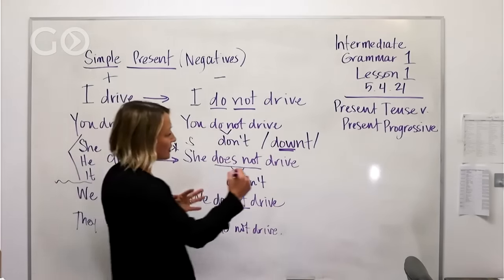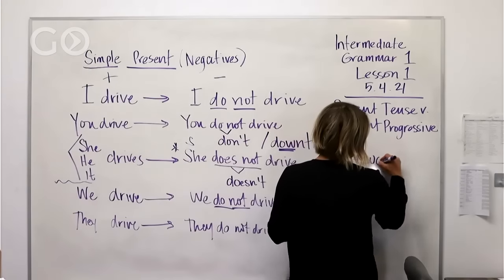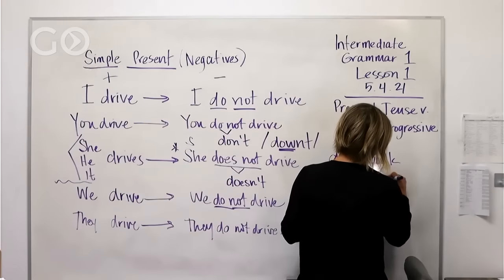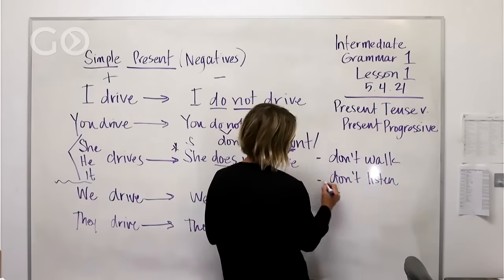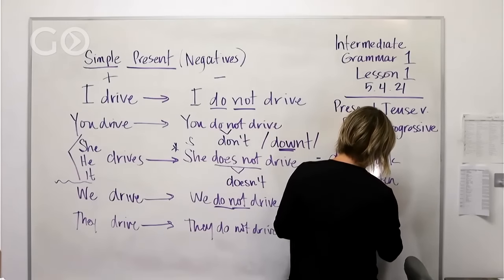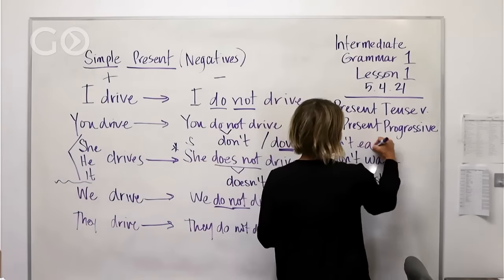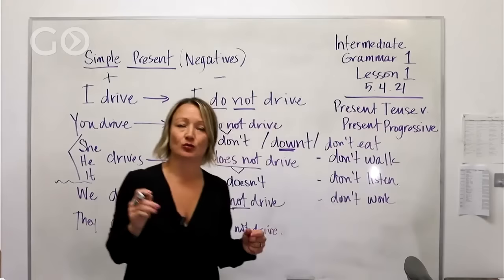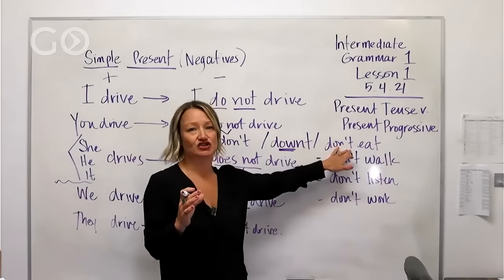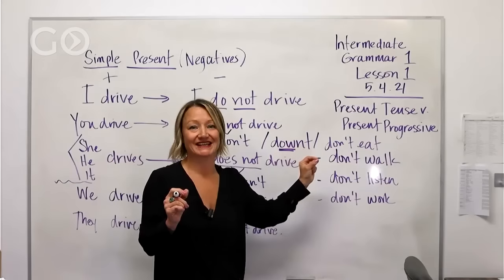So you could come up with, you know, don't walk, don't listen, and just practice the pronunciation of those. Don't work, don't eat. So listen to how those go. Don't eat. I'm not saying don't eat. I'm saying don't eat.